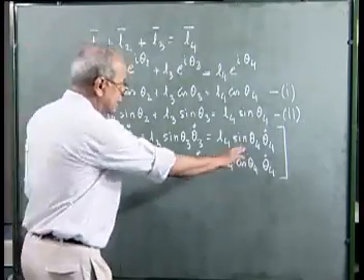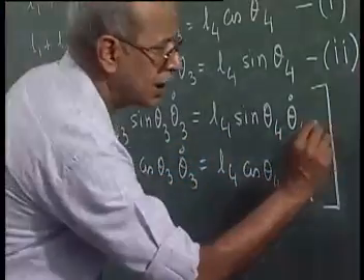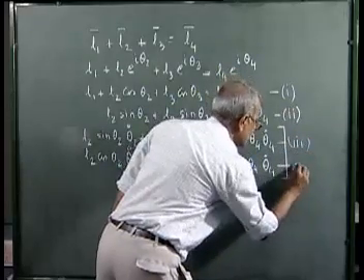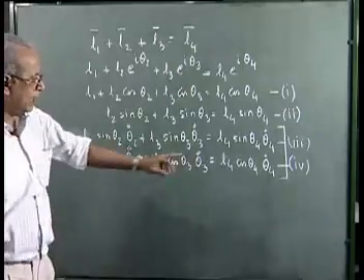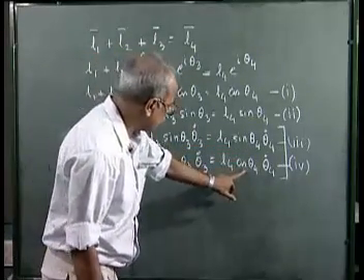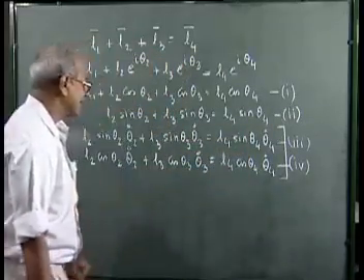To eliminate theta 4 dot, I multiply this equation, let me call it number 3, and this equation, which I call number 4. If I multiply equation 3 by cosine theta 4 and equation 4 by sine theta 4 and subtract, then I get the right hand side 0.